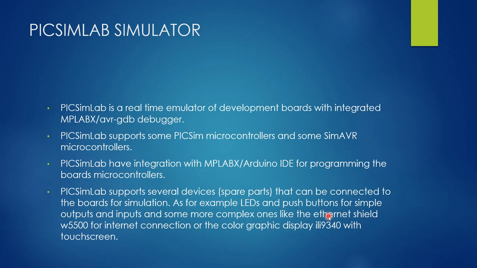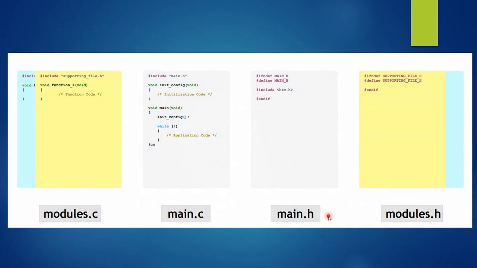PIC lab is a real-time emulator of development boards with integrated MPLab debugger, AVR or GDB debugger. And for coding, we have to maintain our main.c file as simple as possible, so that we can understand the code in a better way. And we have to split all the peripheral codes into different separate files, so that anyone can understand the code and interpret it efficiently.